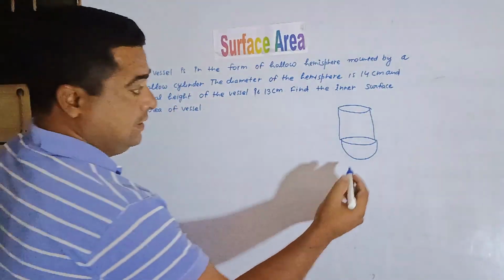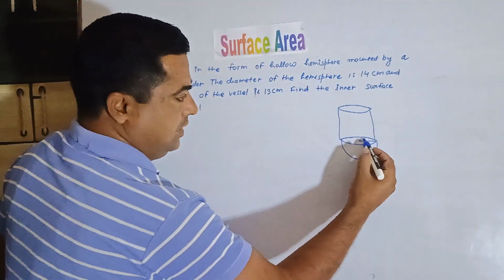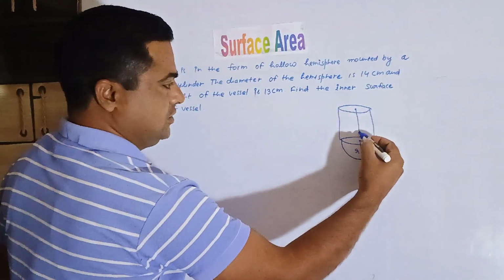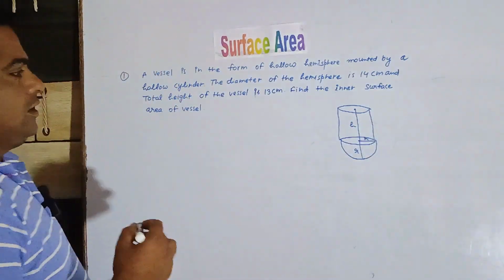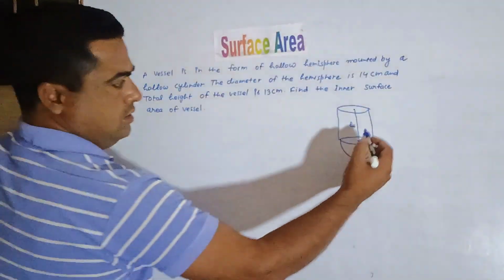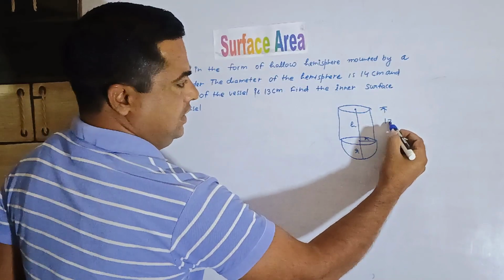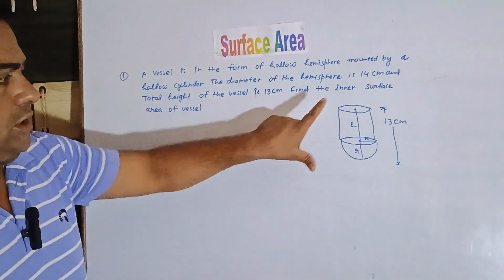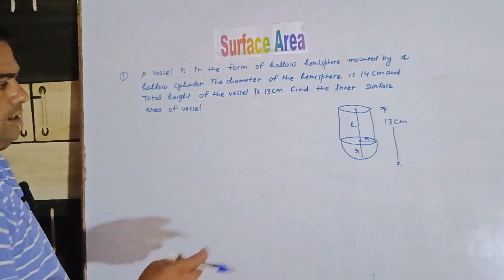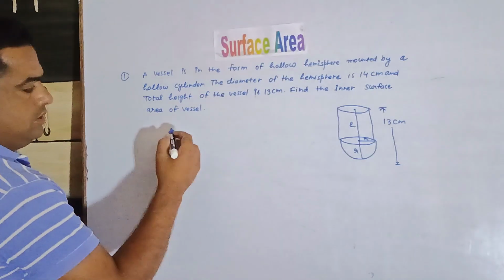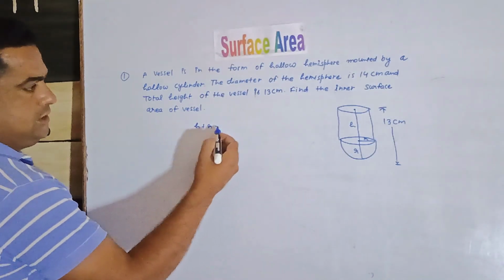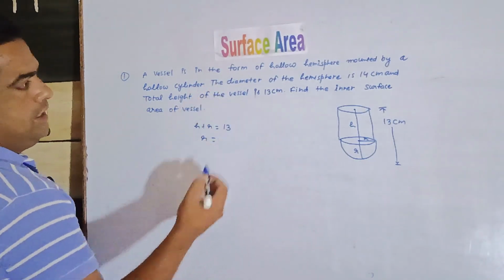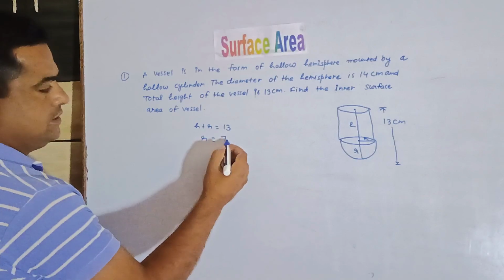And students, we know very well the radius of the hemisphere is r, this is also r, and the height of the cylinder is h, correct? And the total height given here is 13 centimeters. What is the total height? Total height is 13 centimeters. This is the total height, h plus r, correct? Now given h plus r is equal to 13 centimeters, and what is the value of the radius? Because the diameter is 14, the radius will be 7 centimeters.